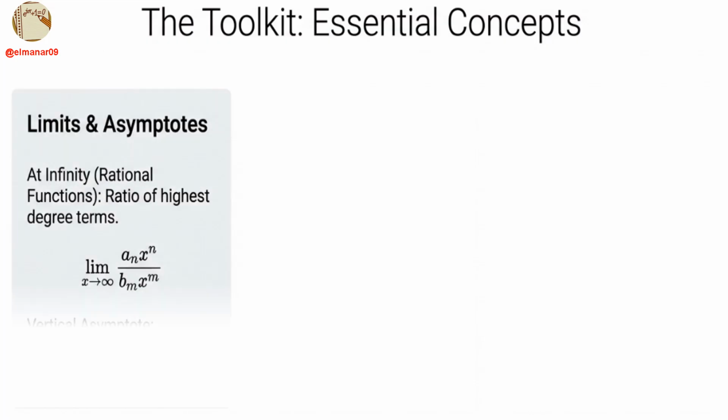The toolkit, essential concepts. Think of this as your heavy-duty utility belt. First off, let's talk limits and asymptotes on the left. When you're dealing with rational functions and x is headed all the way to infinity, don't get distracted by the small numbers. Focus on the big dogs, the highest degree terms. It's all about that ratio, a_n over b_m. And look at that vertical asymptote rule. If the function explodes to infinity as x approaches a specific value a, then boom, you found your vertical asymptote at x equals a. It's like a wall the function just can't cross.